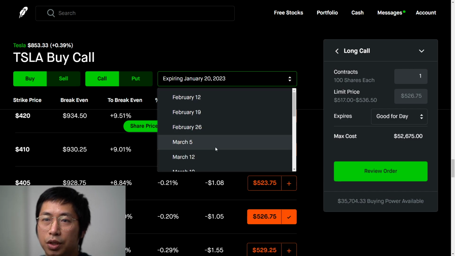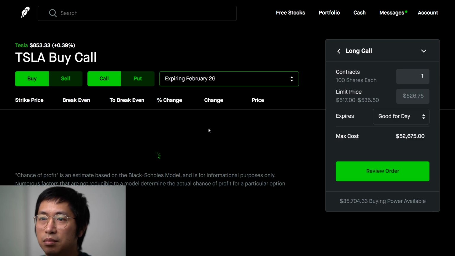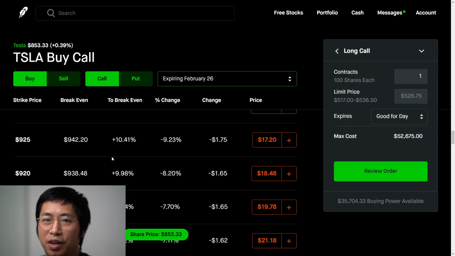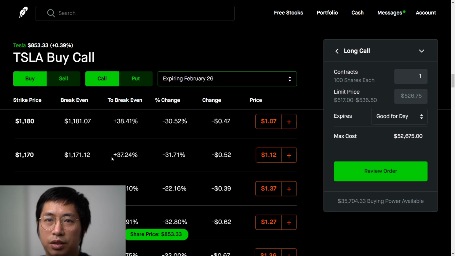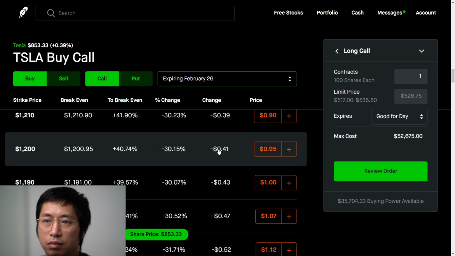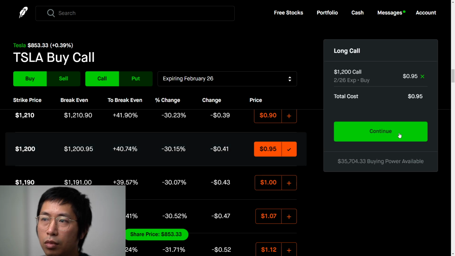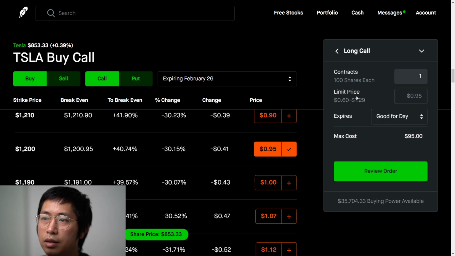However, you can play it super risky. Now let's say we choose an expiration date of February 26th, which is very soon, and we choose a strike price of, say, oh, I don't know, $1,200, just as an example. All right, one contract, limit price 95 cents. 95 cents times 100 equals $95. Now, as you can see, this costs a lot less than the other option we were talking about, right? The other one cost $52,000. This one only costs $95.